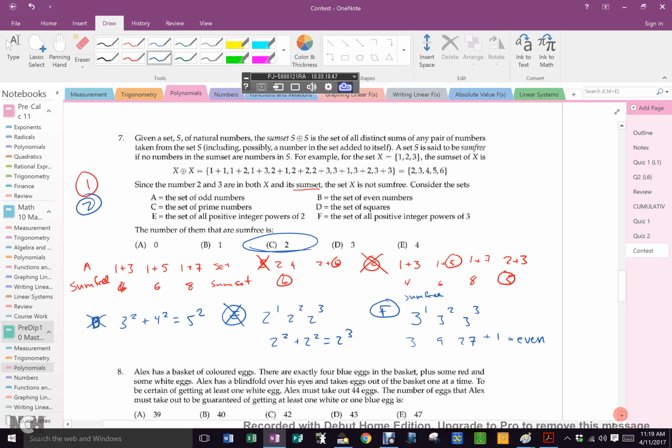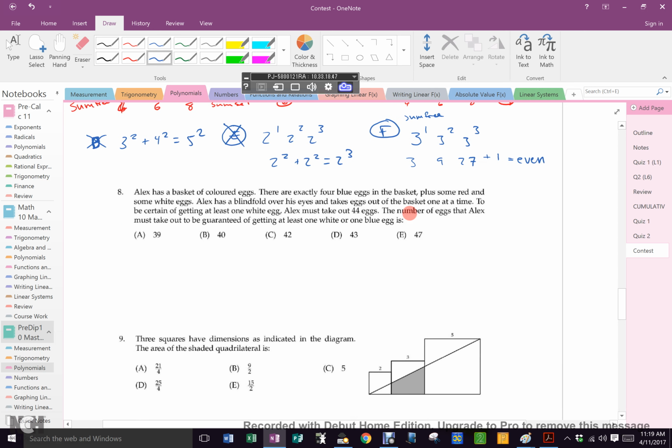So let's see. Okay, this one. 44 eggs to get 1 white egg. So that means he had to take 43 out. Of those, 4 are blue, so that means 39 are red. So if he wants a blue or a white egg, he might get all 39 reds, and then on the 40th, he'll get one of the others.